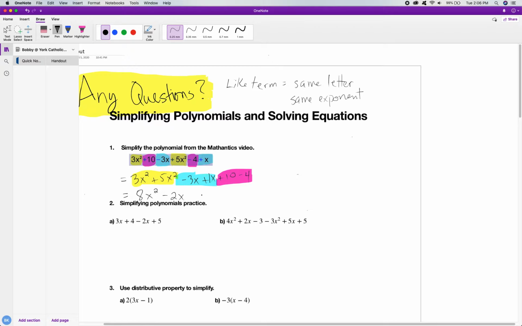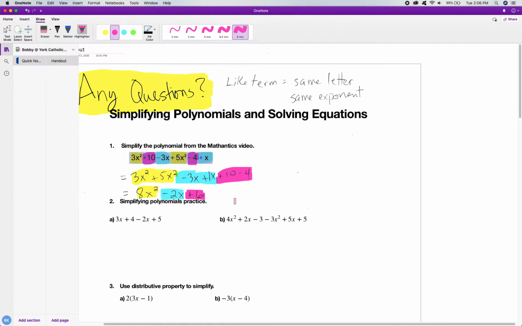And positive 10 and negative 4. So 10 minus 4 is positive 6. Again, you can always use your calculator at any point. So those ones, the yellow ones are equal to this, those ones are the blues, and these are the purples. All right. So I'm not going to go through every question, but we'll go through some of them.